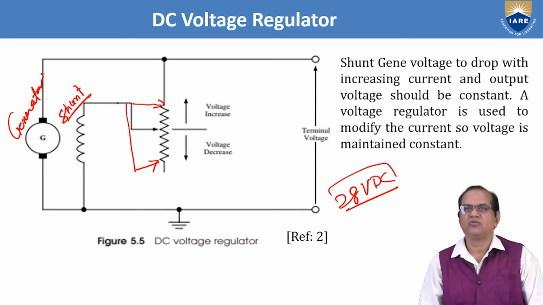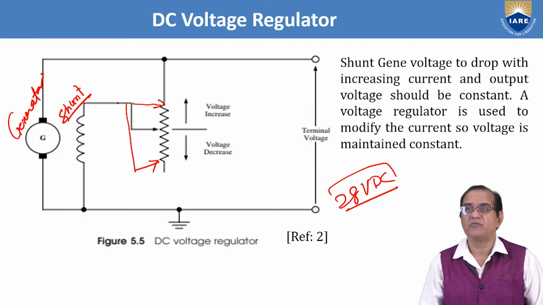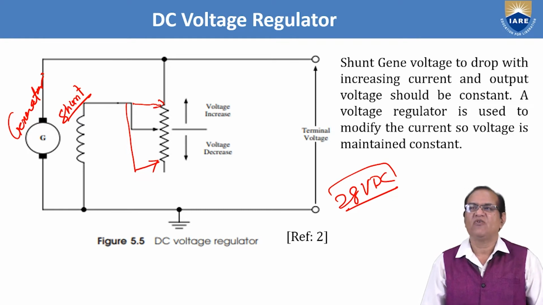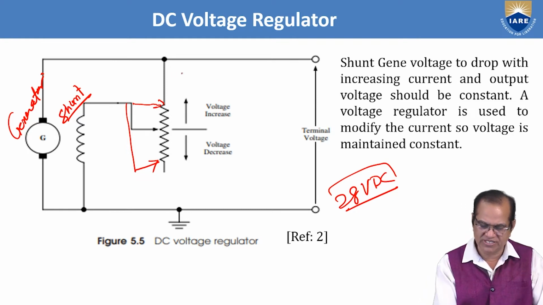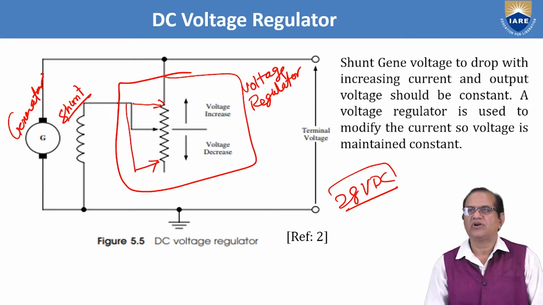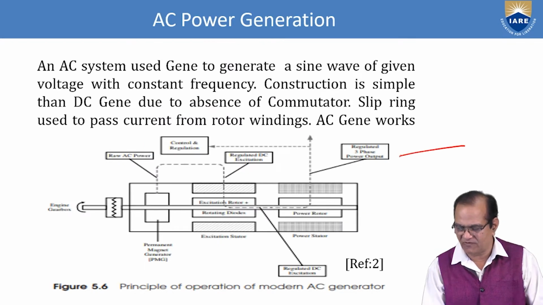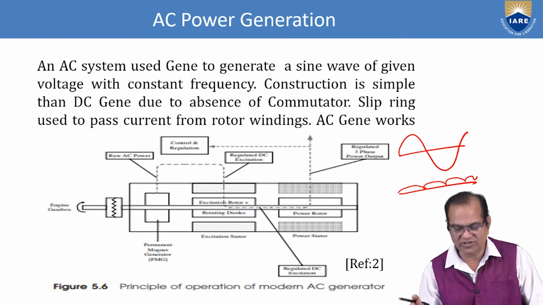These things are to be used. So the shunt generator voltage drops with increasing current and output voltage should be constant. This is the voltage regulator. Okay. So AC power generation: AC will go like this, and DC will go like this. That is the difference.